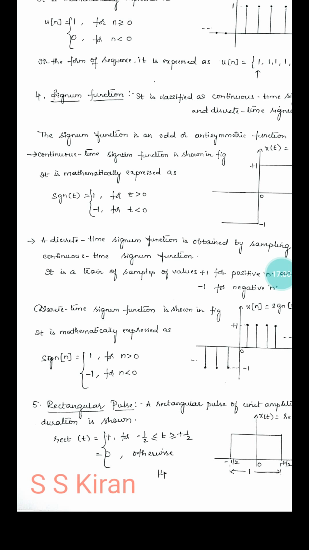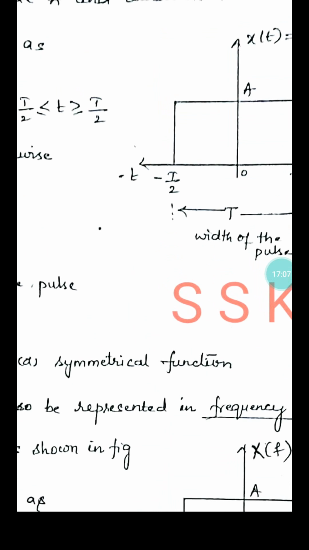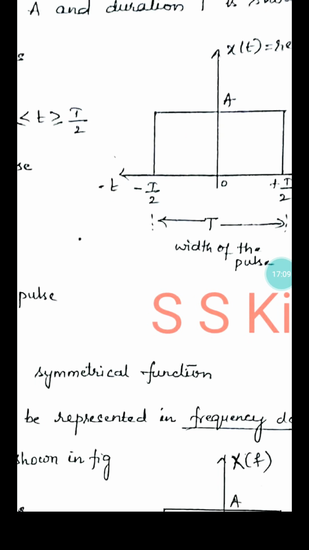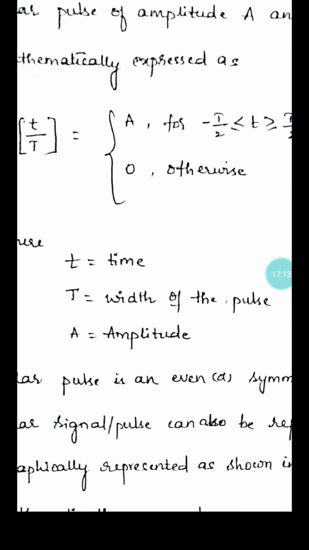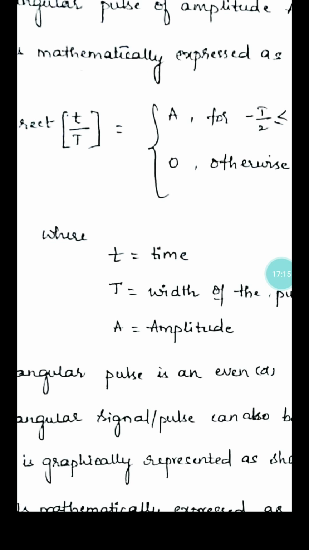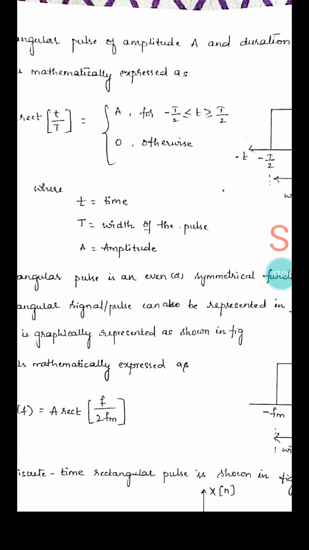Let us take one example. If the time period is capital T and the amplitude is A, how will it be converted? Rect of t by capital T equals A for minus T/2 less than or equal to t less than or equal to T/2. In any other condition it is treated as 0.